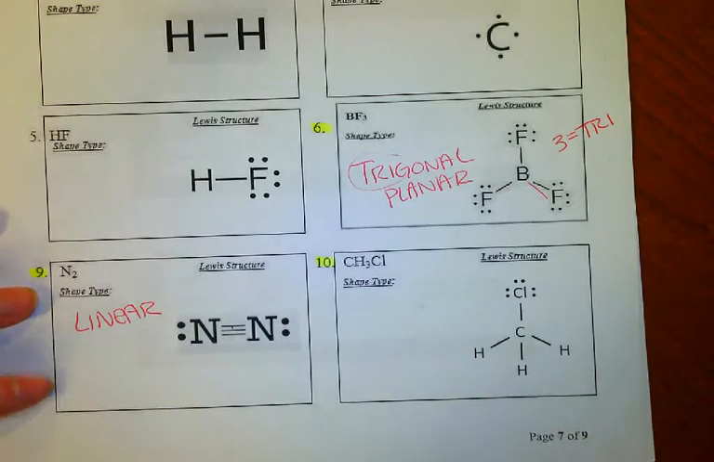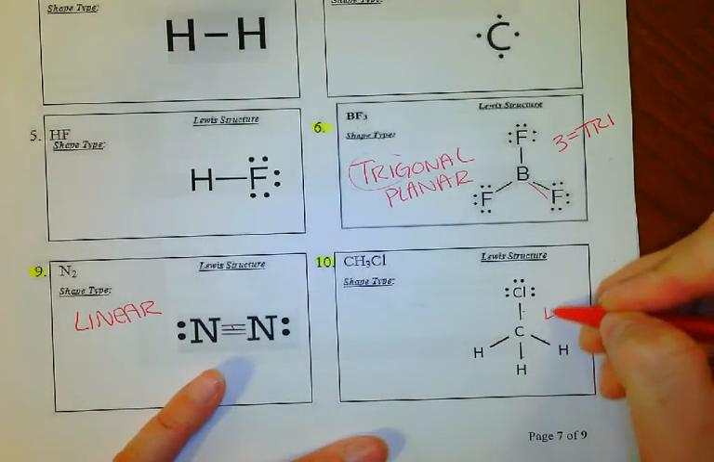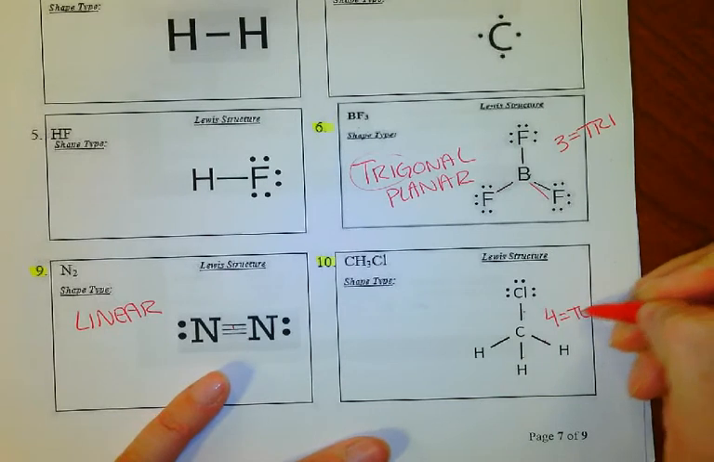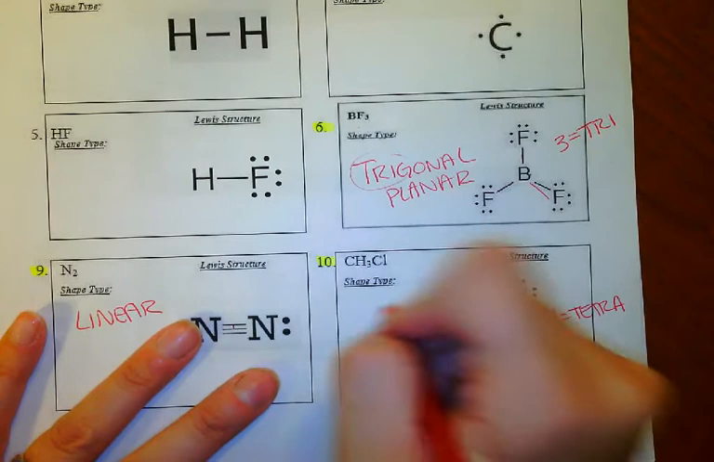That's a linear molecule. And then looking over here, I have 1, 2, 3, 4 bonds. 4 is tetra. So this is a tetrahedral molecule.